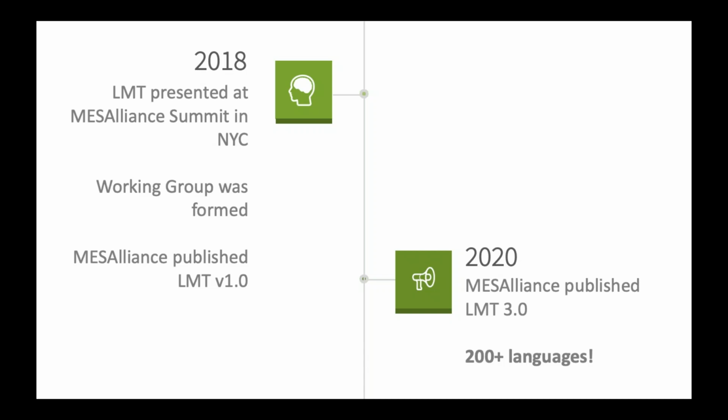And that's what happened. So we formed a working group with those people from that earlier slide that I showed from all those different companies. And we published our first formal version of it, LMT 1.0. At this point, it's now May 2020, hard to believe. Back earlier at the beginning of the year, we published LMT 3.0 with over 200 languages. And we have actually a few more that have been requested, and we're getting ready to publish LMT 3.1 with some corrections and with some additional language requests.